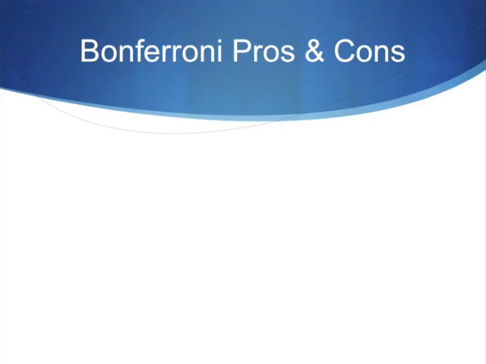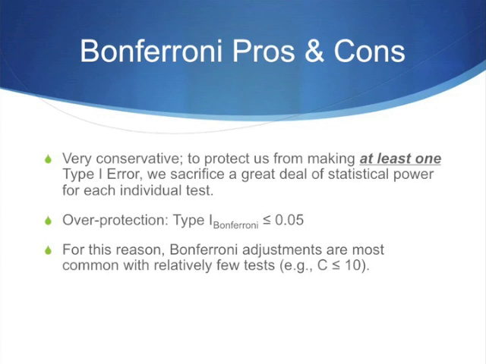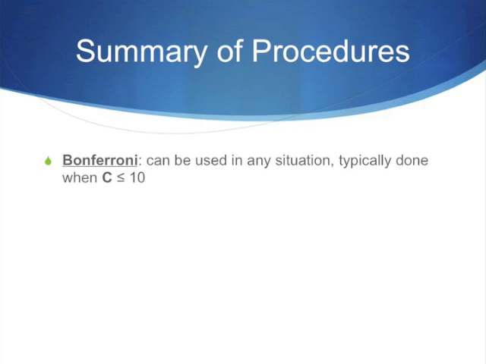So here are the Bonferroni pros and cons about this type of test. It's very conservative to protect us from making at least one type 1 error. So it's a great deal to deal with statistical power for each individual test, and also it's our protection that our Bonferroni adjusted p value will be less than 0.05. For this reason, Bonferroni adjustments are most common with relatively few tests, so it should be used for 10 or less than 10.